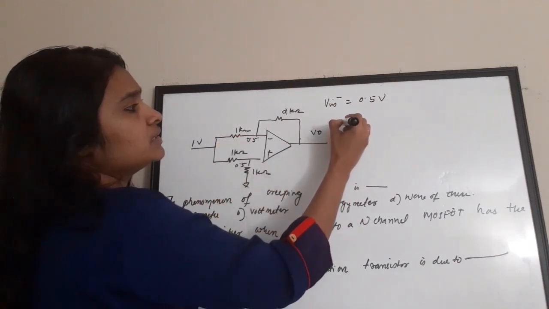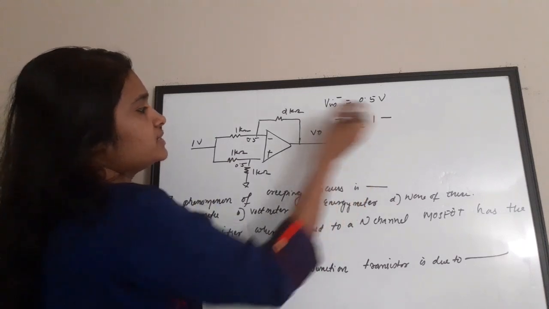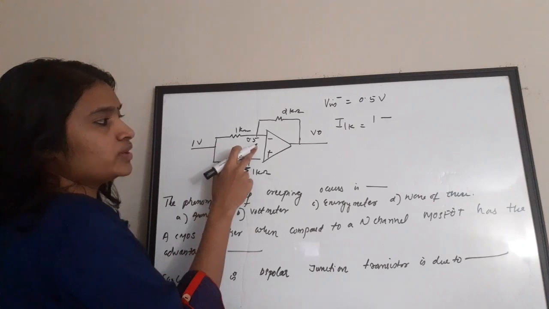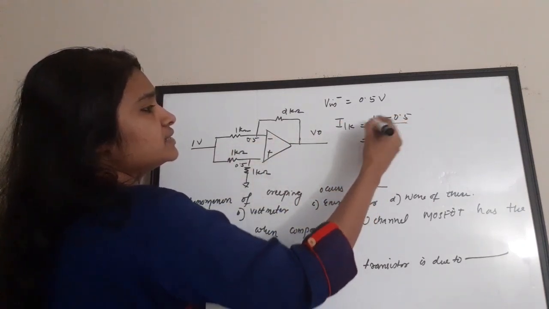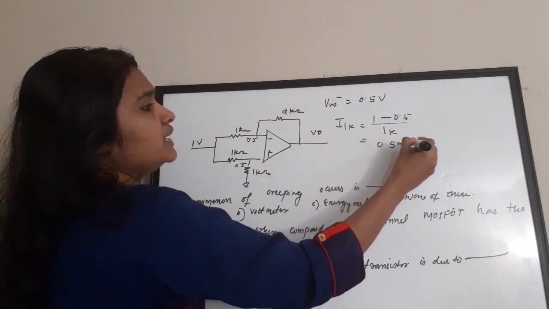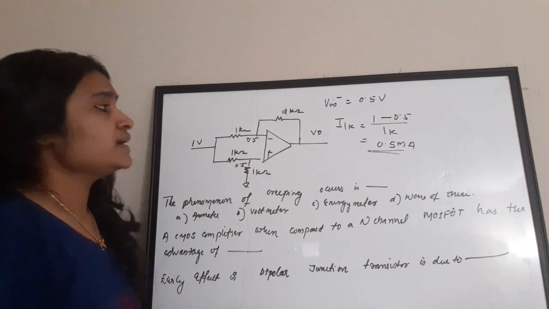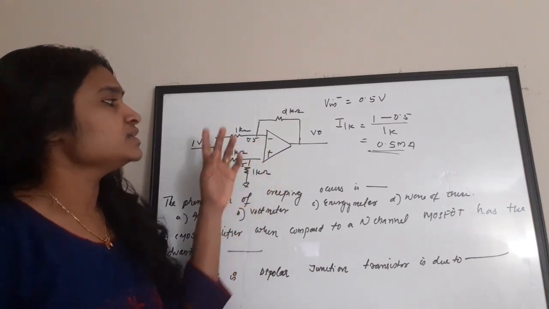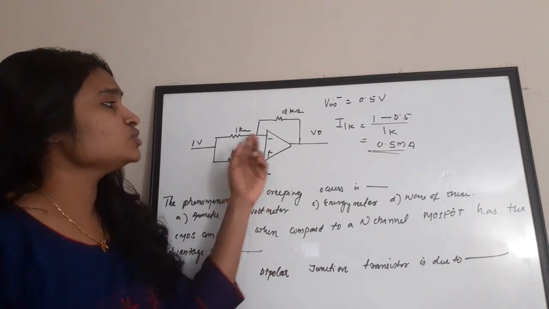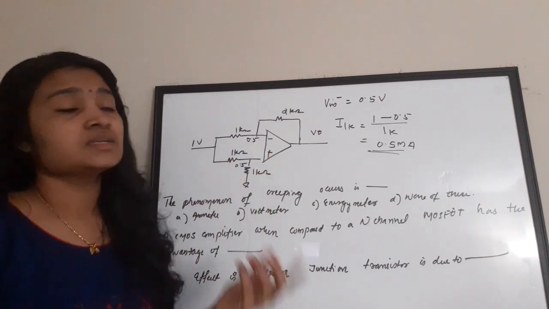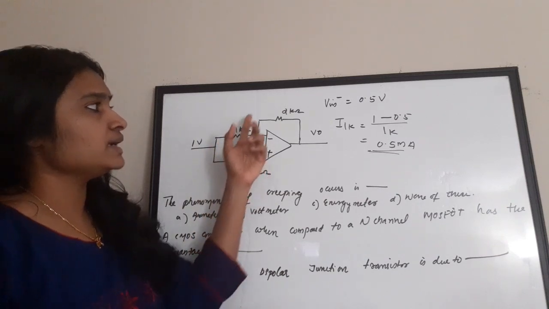It is nothing but I 1K is equal to 1 minus 0.5 by 1K, right? Here there is a 1 volt, there is a 0.5 here. It is nothing but 0.5 milliampere will be the current flowing through this 1K. Now we know that it is given in the question that this is an ideal operational amplifier, there is no current being drawn towards the input terminals. So the current flowing through 1K is equal to the current in the feedback loop.